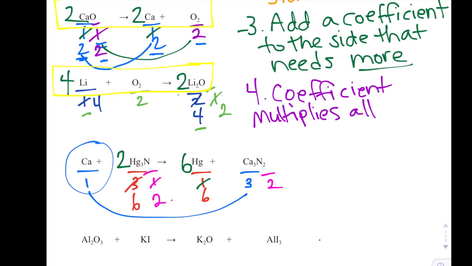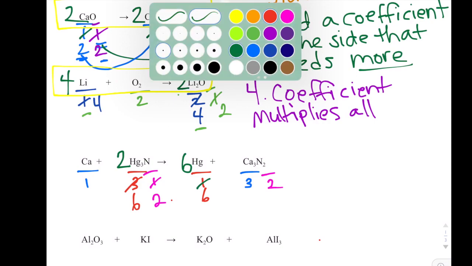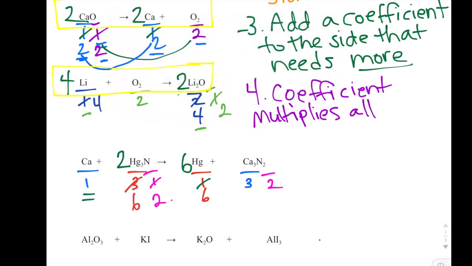Now let's double check our Cas. The blue, 1 on the left and 3 on the right. So that is not balanced. So I'm going to put a coefficient where I need more. The one that only has 1 is where I need more, and I'm going to use a 3 to make it 3. Because remember, that multiplies. So 3 times 1 is 3.